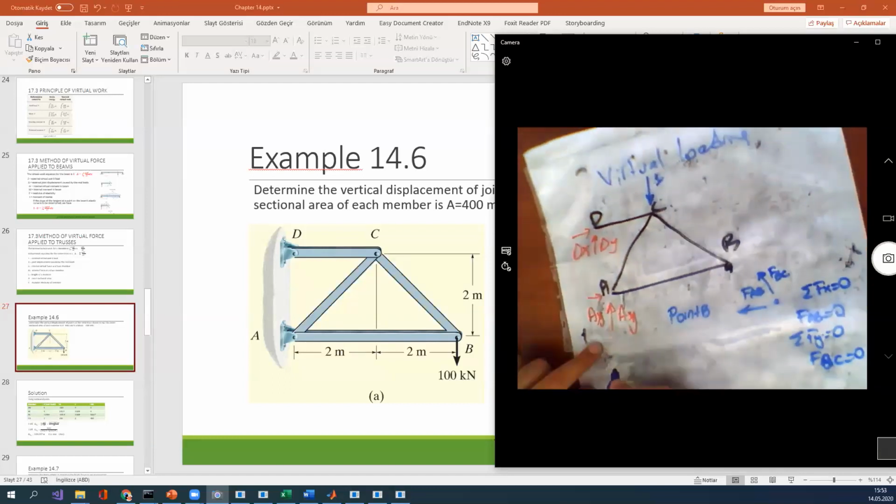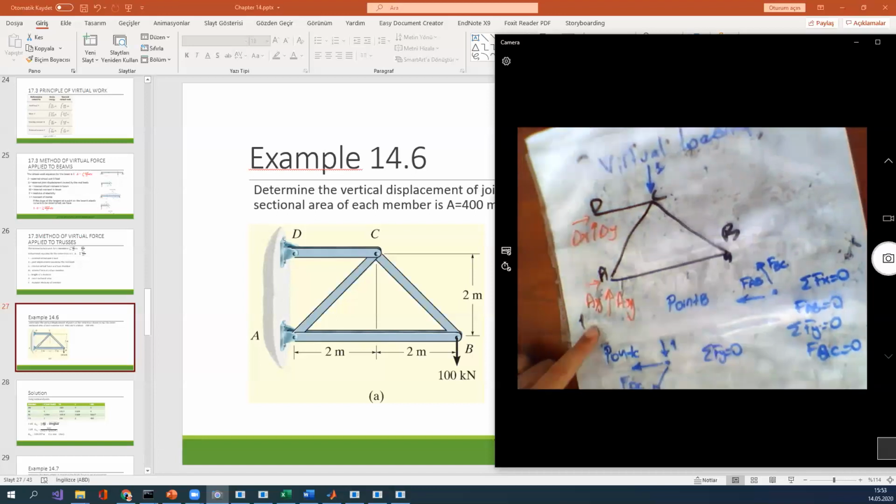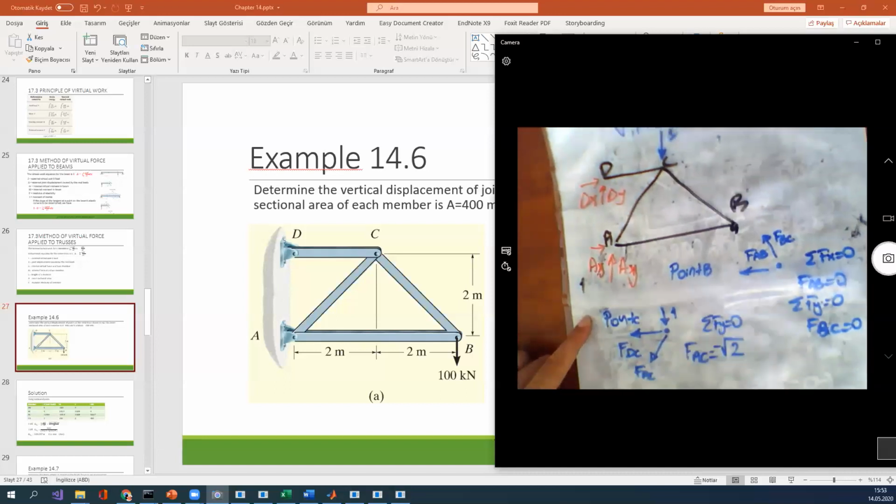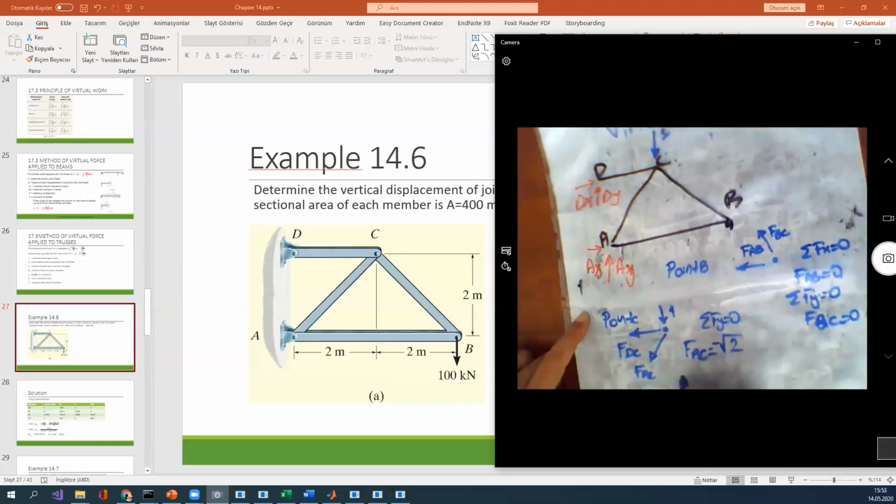I want to pass to point C. Okay, we have a virtual loading of 1 here. Also, we have two members, F_DC and F_AC. Sigma Fy is equal to 0. We can see F_AC is equal to square root 2, but negative. That means compression.